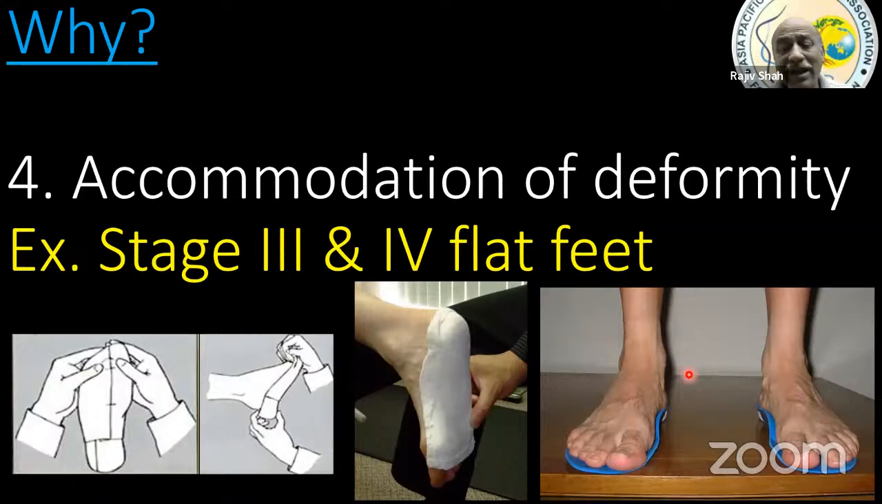The fourth is the accommodation of the deformity. This is the kind of orthotics you are going to use for stage 3 and 4, where you just want to accommodate the deformity. You don't want to correct it because it's a rigid deformity.